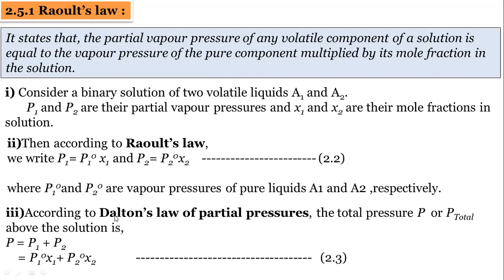So what is Dalton's law of partial pressures? We already learned about Dalton's law in 11th standard. According to Dalton's law, the total pressure, denoted P or P total, in the above solution is equal to P1 plus P2. We are combining these P1 and P2. So P is equal to P01 into X1 plus P02 into X2. This is equation number 2.3.